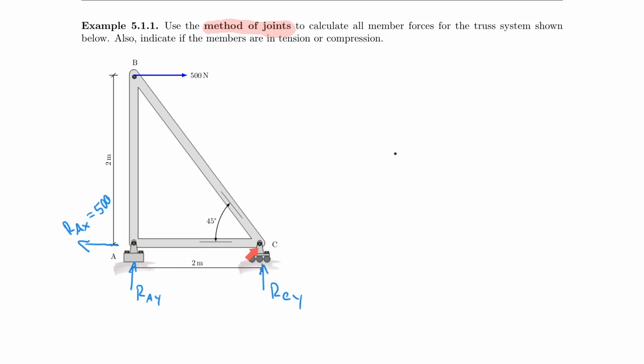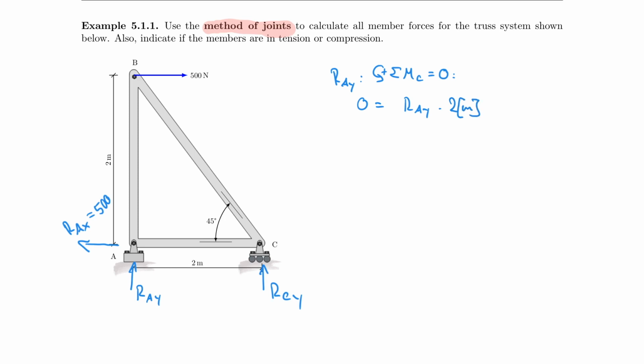So now I can calculate all my other support reactions. Let's just calculate RAY and RCY. So to calculate RAY, I need to take the sum of the moments about point C to be equal to zero. And as always, counterclockwise positive. And zero is equal to, I start with my unknown, RAY. So RAY here turns about point C with a distance of 2 meters. So times 2 meters.